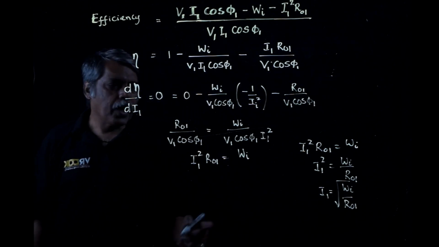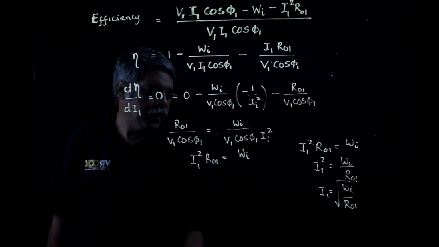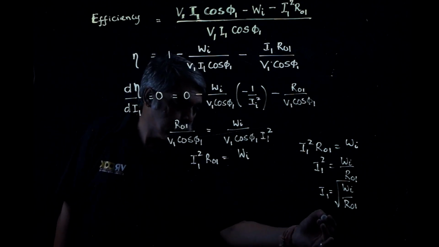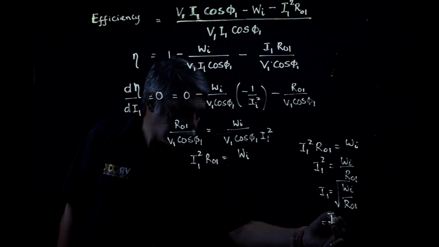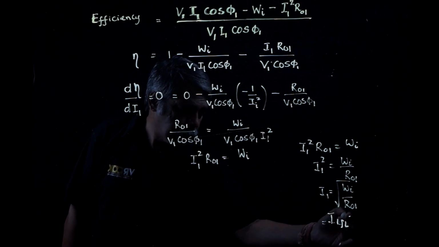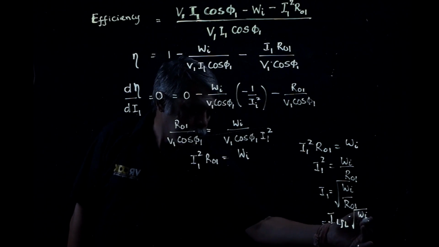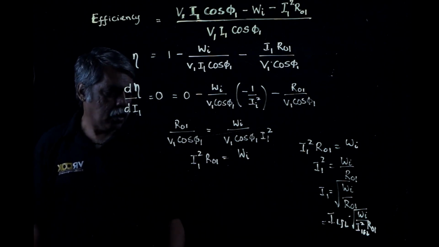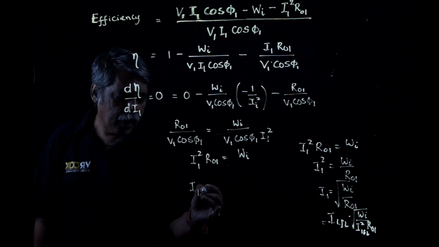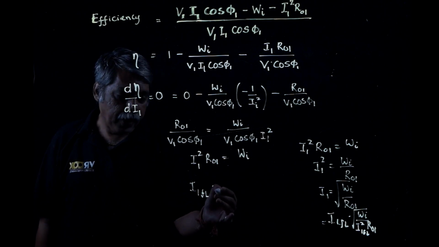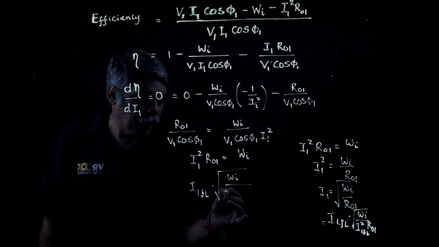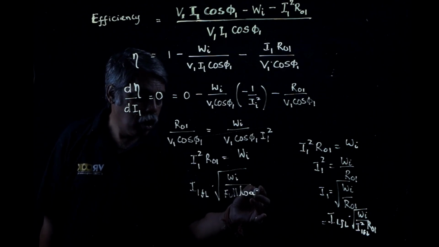Now the transformer primary will have a full load current as I1 FL. That means when the transformer is fully loaded, the primary current will be equal to I1 FL. I will be multiplying this expression with I1 FL, square root of Wi divided by I1 FL square R01. So this will not alter this expression. Now in that expression, what I have is I1 FL multiplied by square root of iron loss Wi, and the denominator will be the full load copper loss.